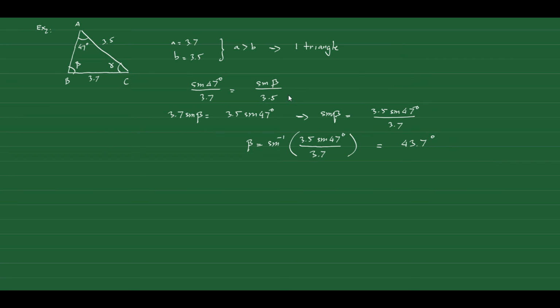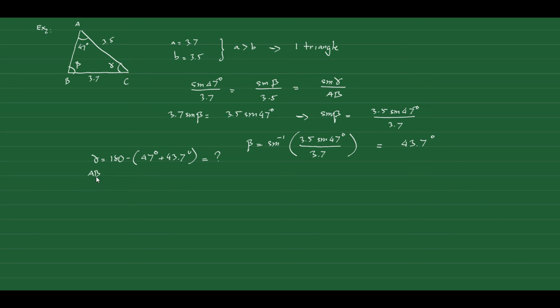Then we can also find AB, so sine of gamma over AB. We need to find gamma first. So gamma will be 180 minus 47 plus 43.7. Okay, so this is gamma. After you calculate gamma, you can find AB. Plug it in over here.